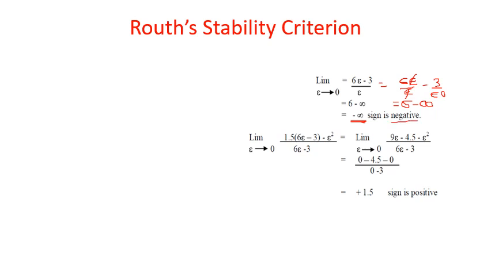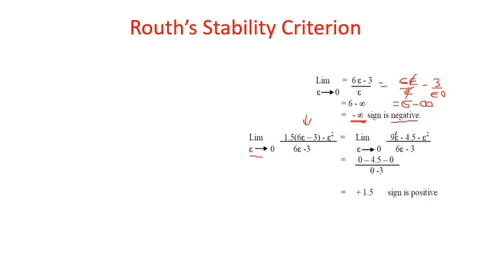Next, after this element in the first column, we go for the next element in the first column. All the first column elements only we see. So we had 1.5, 6 epsilon minus 3 minus epsilon square divided by 6 epsilon minus 3. We have to apply the limit as epsilon tends to 0. When simplifying, 1.5 into 6 will be 9 epsilon, and 1.5 into 3 will be minus 4.5, then minus epsilon square, divided by 6 epsilon minus 3.